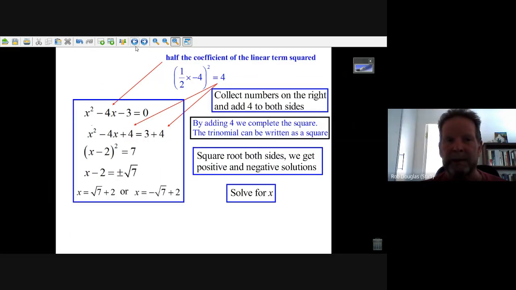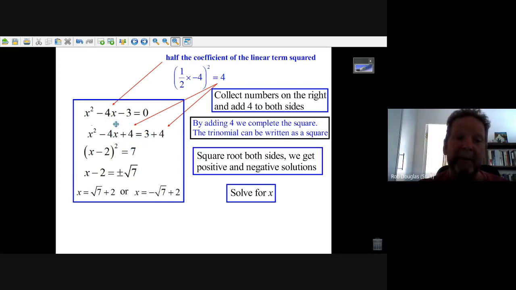Here's a question where you can't factor. x squared minus 4x minus 3 equals 0. You can spend all day trying to factor this, and it just won't work. But hey, you can figure out the solutions now. This one does have solutions. We can figure them out now using completing the square. Well, first I add the 3 and move it over there.